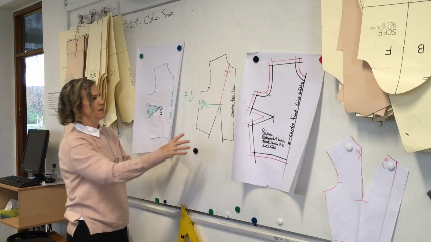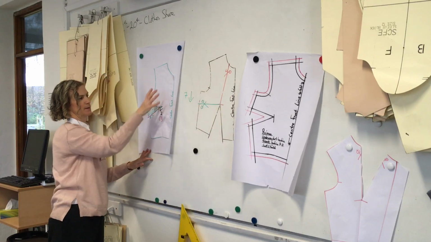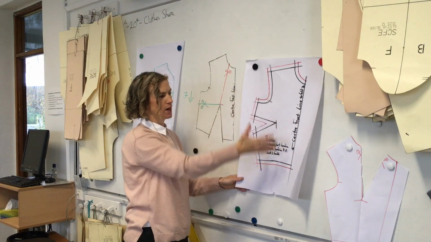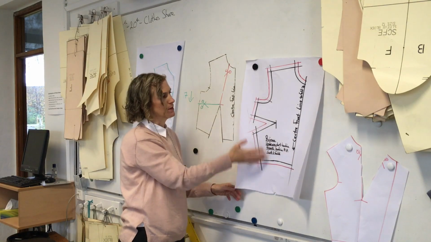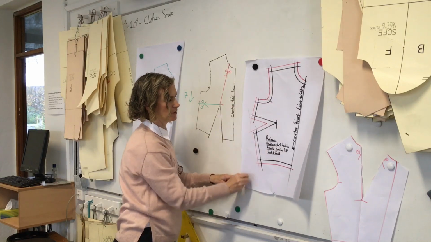Okay, so that's our construction step 1. This is construction step 2. And that's our final trace off, or our pattern piece, with the seam allowance all around and the labeling. And then this can get physically cut right out as well.